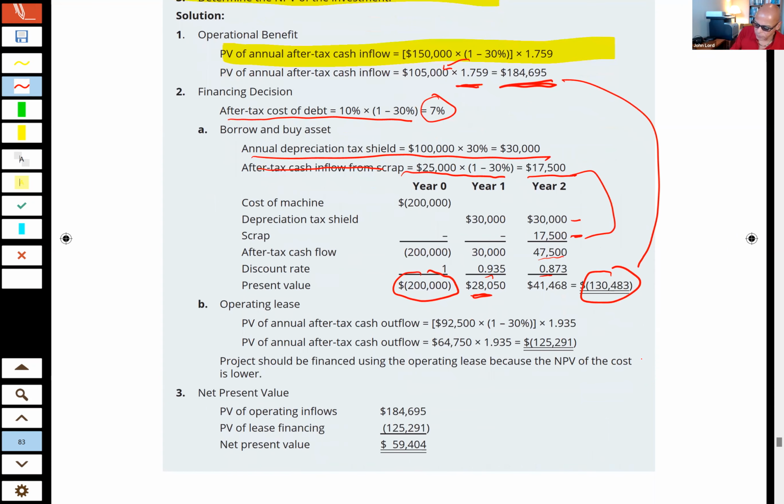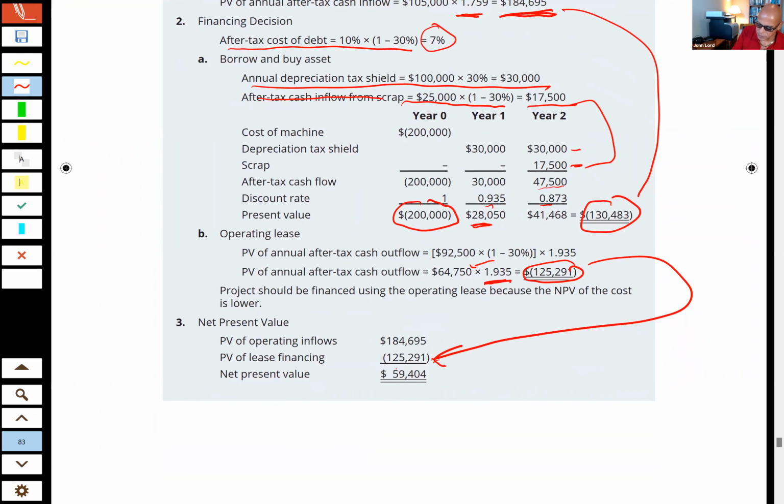So we go ahead and we figure out the after-tax amount that's going to come in from the leasing, which is 92.5, but we have a tax savings there. So after tax, it's 64,750. We pick up that factor, the 1.935, and it turns out that this option has a lower cost of capital. So we're going to choose to do the financing. And so after we choose to do the financing, then we have this net present value of 59,404.